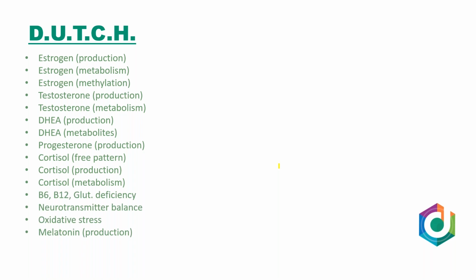Over the last few years, we've filled in the Dutch test with some complementary markers. We now measure two markers in urine that, if they are elevated, imply you have a B6 deficiency. Also another marker, methylmalonic acid, which people are familiar with, that if it's elevated, you may have a B12 deficiency. Another marker for glutathione deficiency, two markers for neurotransmitter balance, oxidative stress, 8-hydroxydeoxyguanosine is a marker for oxidative stress, and we can also look at melatonin production.